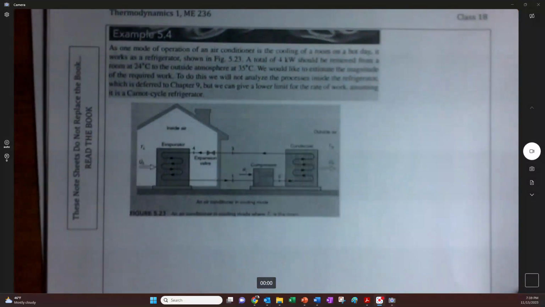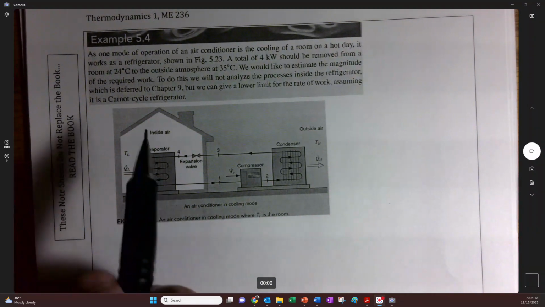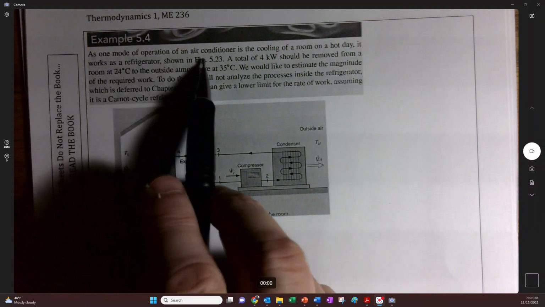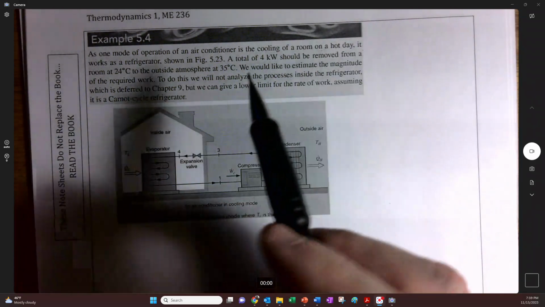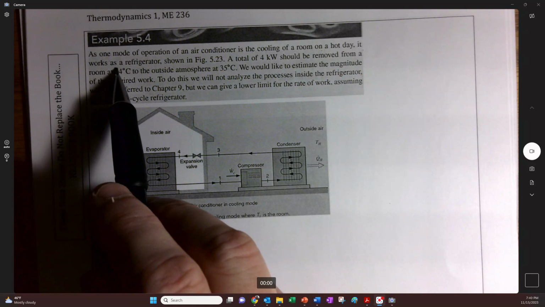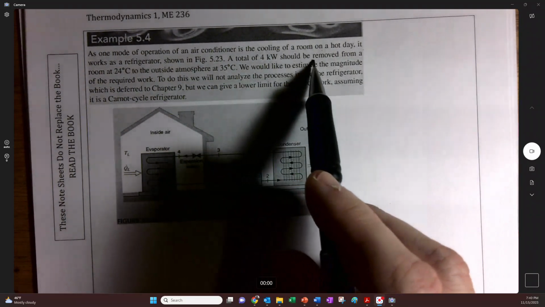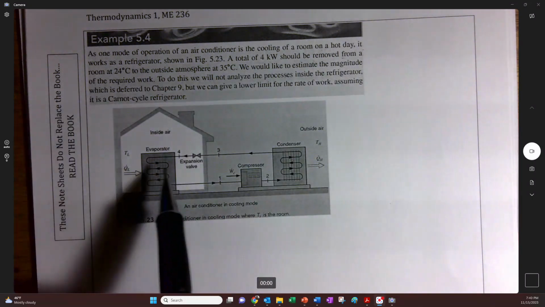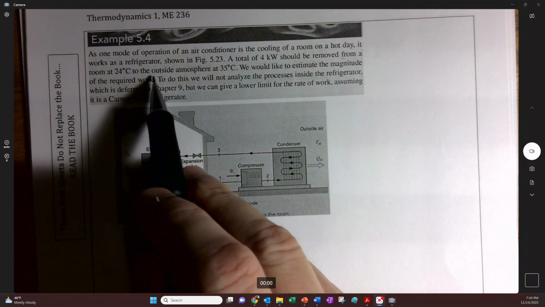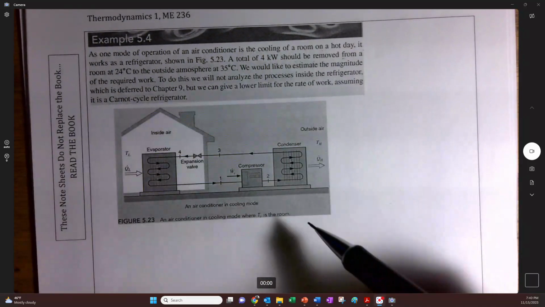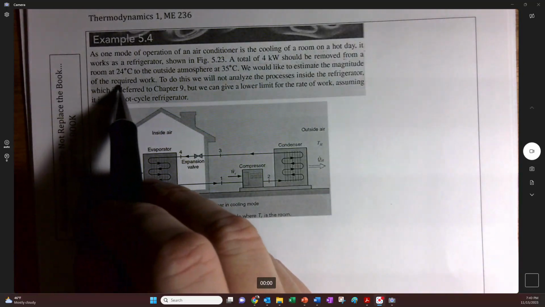All right. So here's the example of 5.4. We have an air conditioning unit right here, and one mode of operation of an air conditioner is the cooling of a room on a hot day. It works as a refrigerator, shown down there. A total of 4 kilowatts should be removed from the room, right? So we want to get 4 kilowatts of energy out to the outside temperature at 35 degrees right here. We would like to estimate the magnitude of the required work.